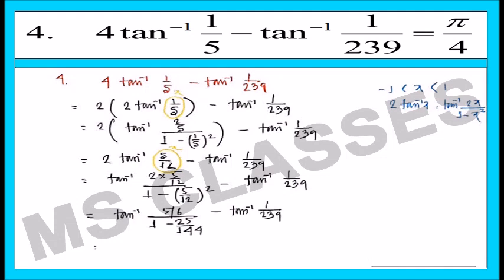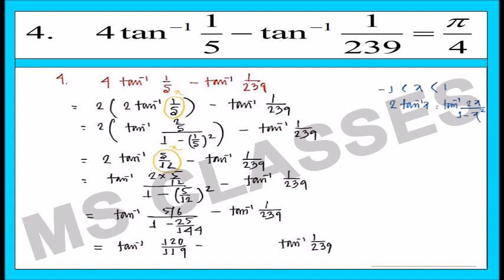Now this on simplification, what do we get? Tan inverse of, if we simplify 144 minus 25, that is 119, and this will go in the denominator. Here 6 is getting cancelled out, it is 144. Suppose 12 squared is what? 144. And here it will be 5 by 6 into 144, it will be 120. Yes. Because it is 24 into 5, that is 120 by 119, minus tan inverse of 1 by 239.